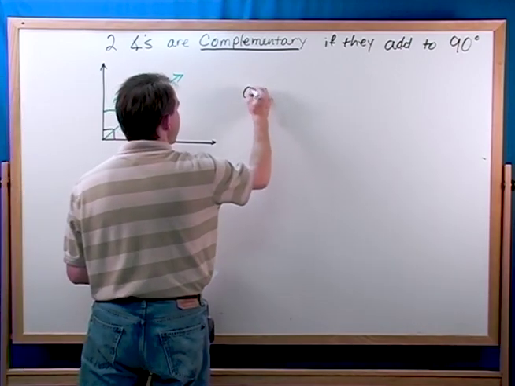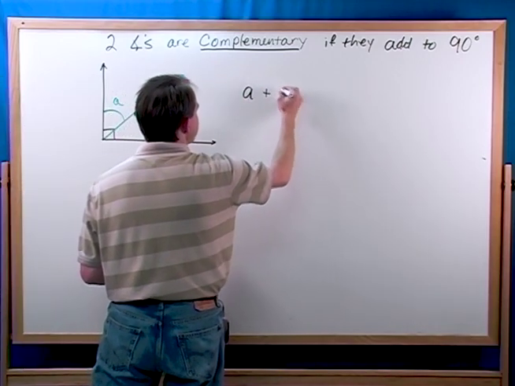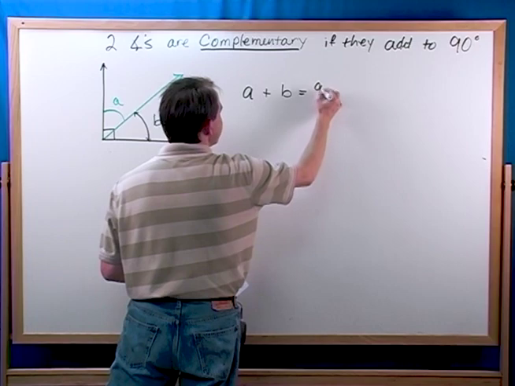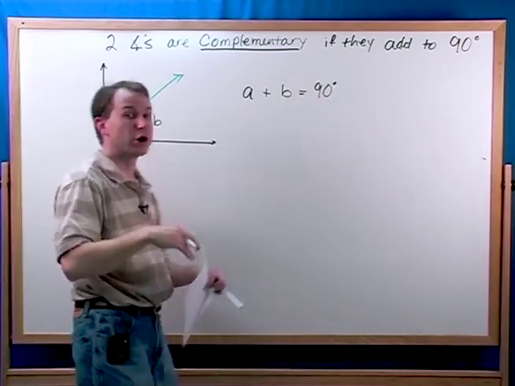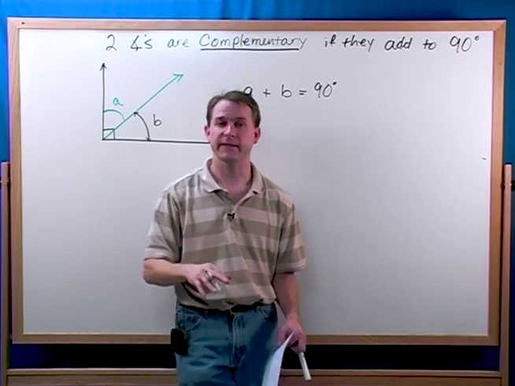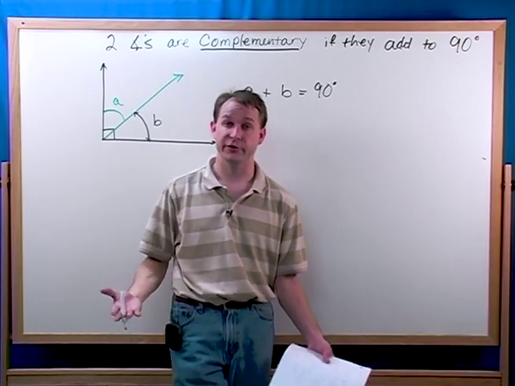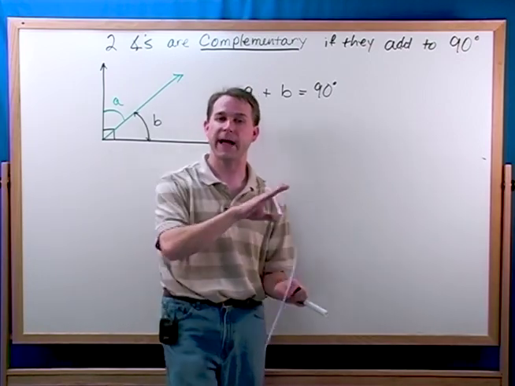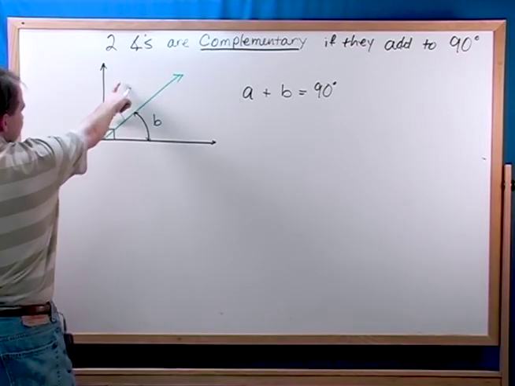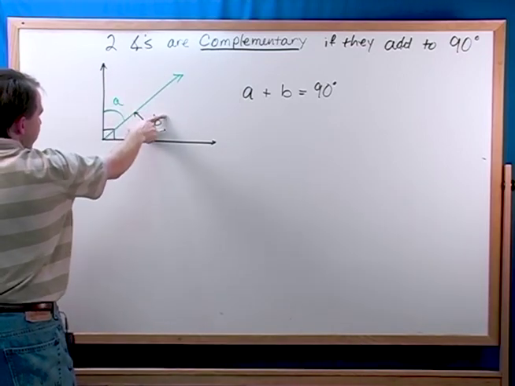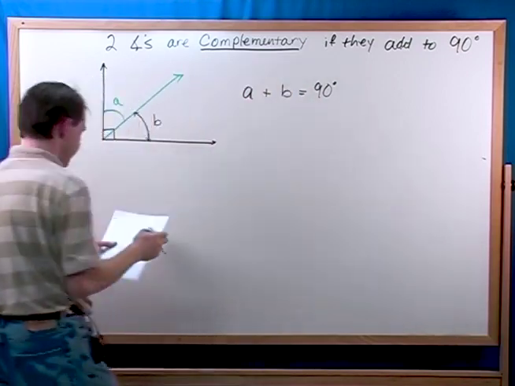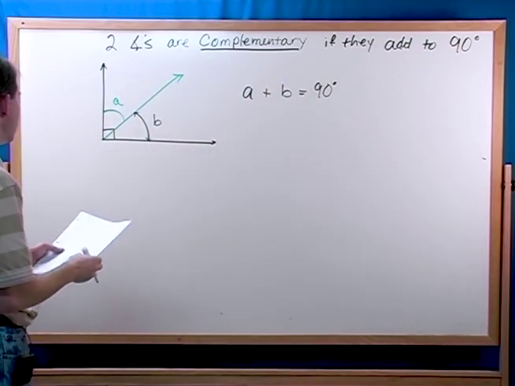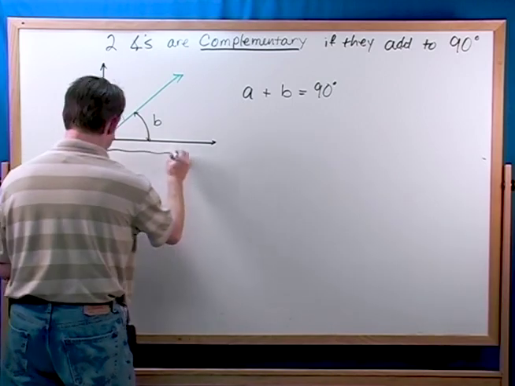If A plus B is equal to 90 degrees, then we say that A and B are complementary, or we also say that they are complements of each other. A and B are complementary if they add to 90 degrees. So whatever this number is, plus whatever this number is in degrees, if they add up to exactly 90, we say they are complementary. So let's look at some more examples here.